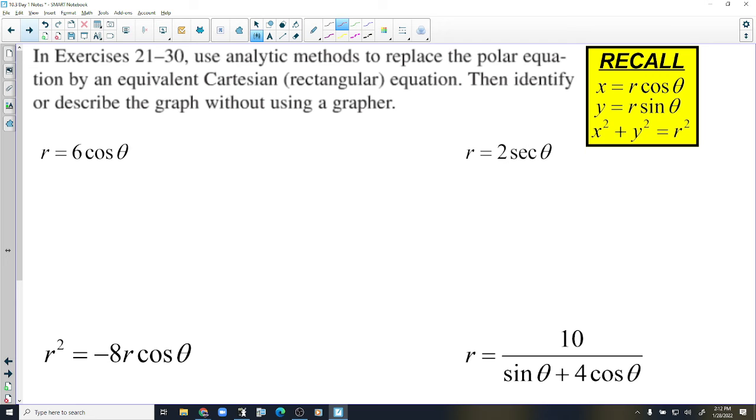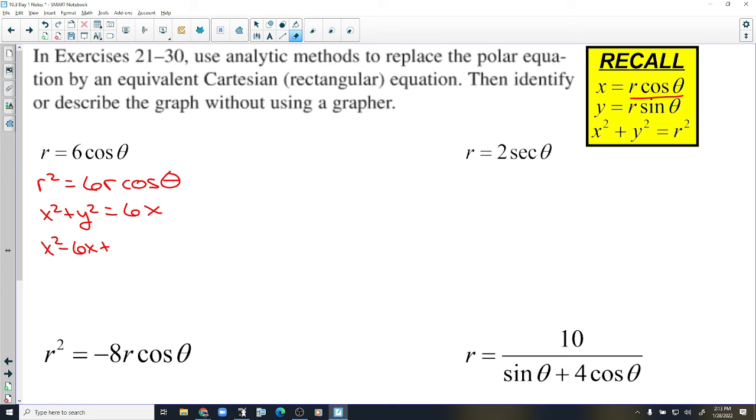All right, this first one, we've got to get one of the tools. We're going to multiply both sides by r. So r squared equals 6r cosine theta. And we see one of the tools that we have, r cosine. Then we can go x squared plus y squared is equal to 6x. So we minus 6x. Whoop, not 0. I was thinking 0 on the other side. Plus blank. Plus y squared is equal to 0 plus blank. I got ahead of myself there a little bit.